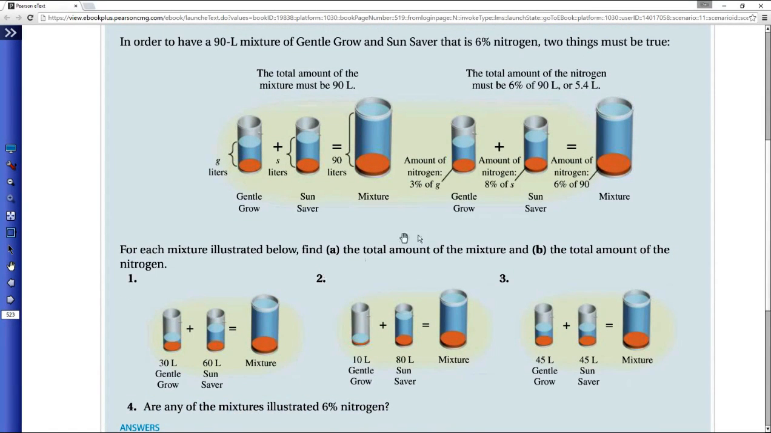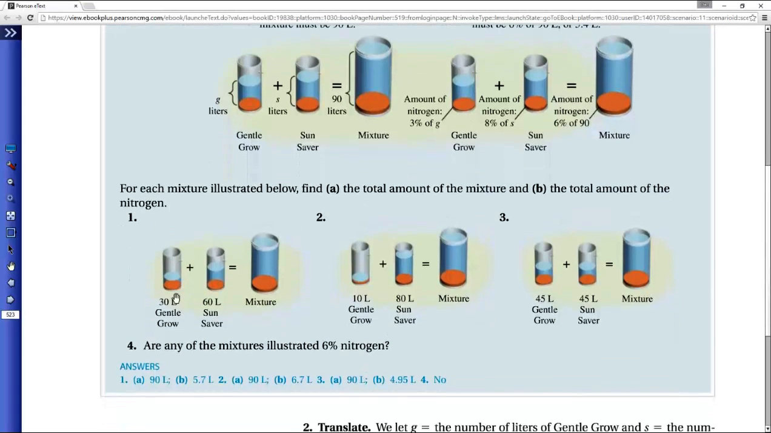So what I'm going to look at here is saying, well, I know that this is 30 liters. If this is a 3% nitrogen solution, what's 3% of 30? And that'll tell me how much actual nitrogen is in that solution. And the same thing with the 60 liter Sunsaver. In this case, the Sunsaver has a different percentage of nitrogen.